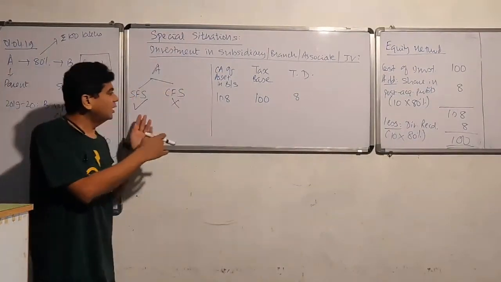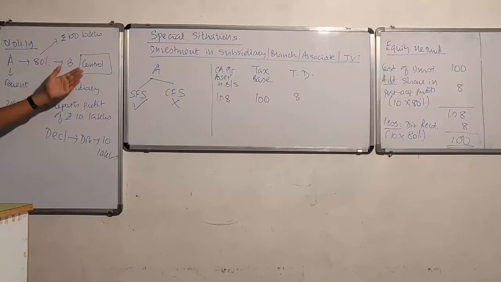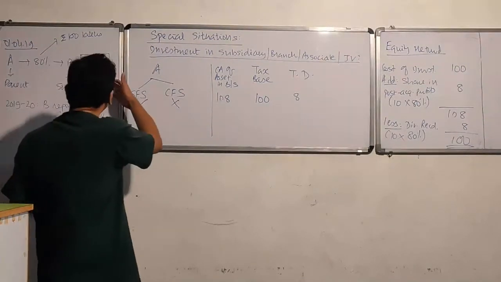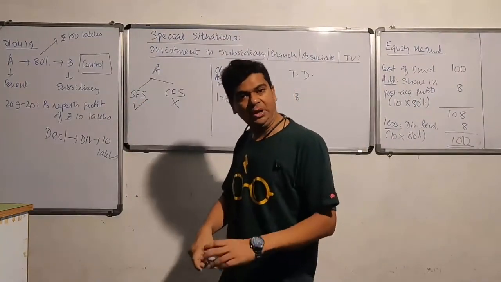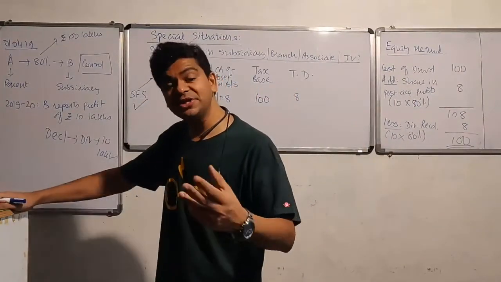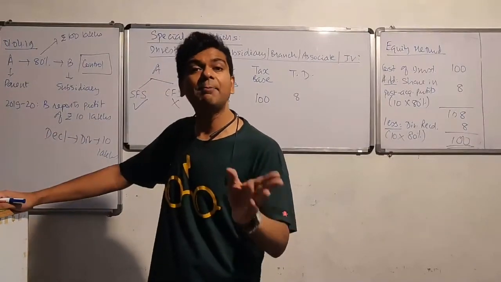Since over here our relationship is based on control, tell me, the dividend that will be paid by the subsidiary, who will decide? The dividends to be paid by the subsidiary will not be decided by the subsidiary, it is going to be decided by the parent.